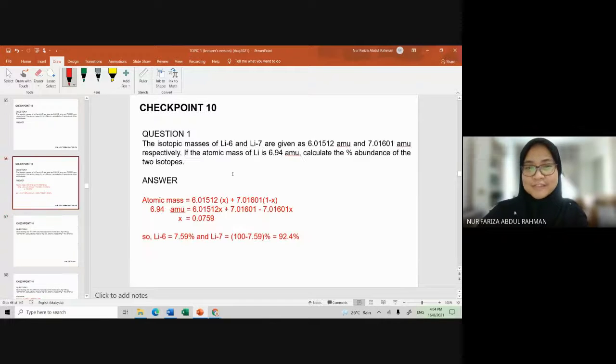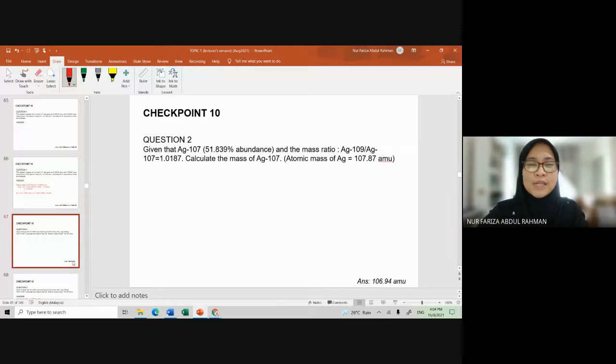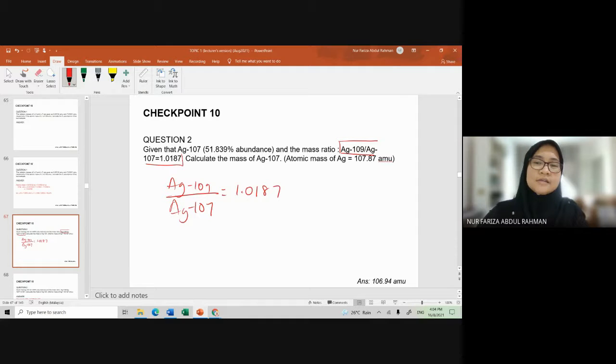From this previous question, you can read the type of question that can be asked involving atomic mass. So the keyword is here, the hint. It's given in the form of a fraction, a mass ratio: Ag 109 over Ag 107 is equal to 1.0187. So how do we find the mass of Ag?